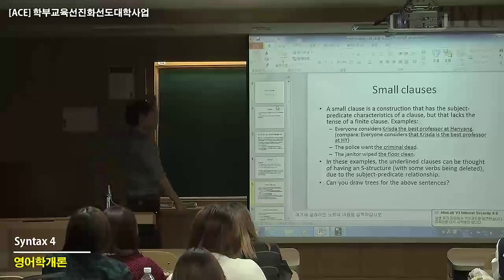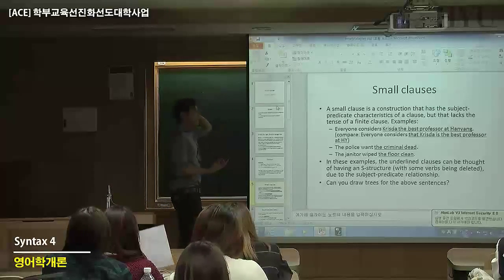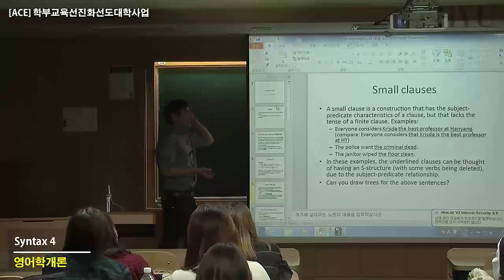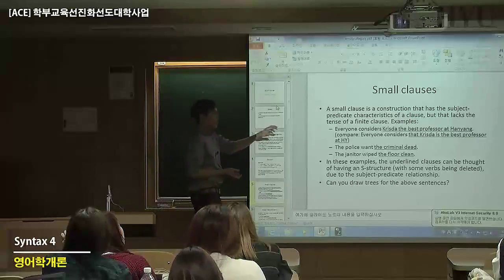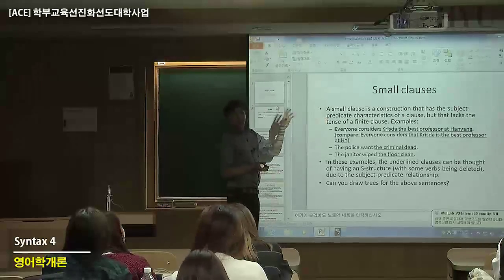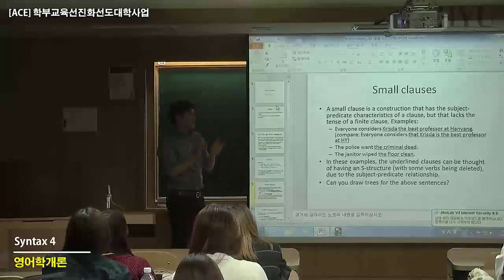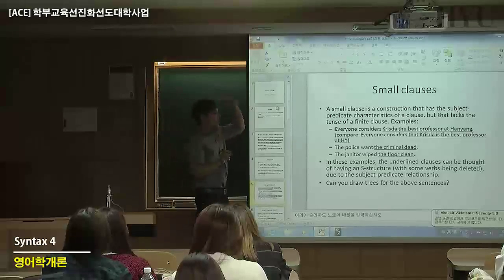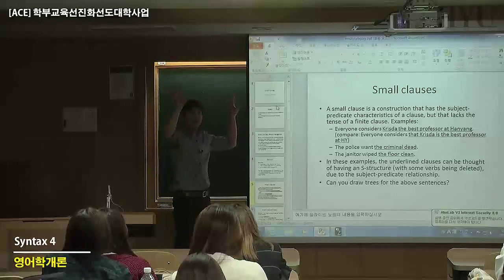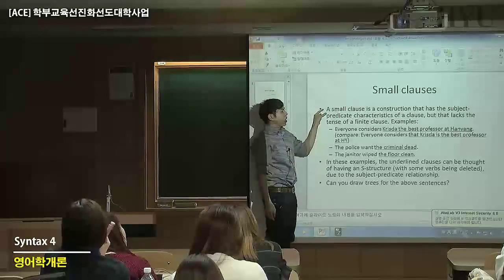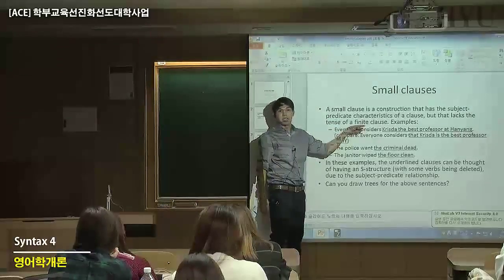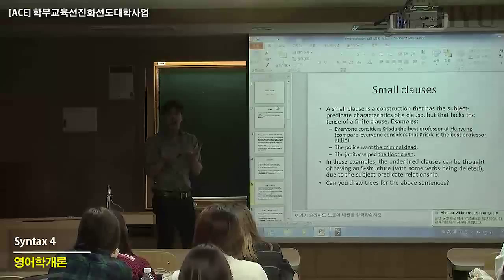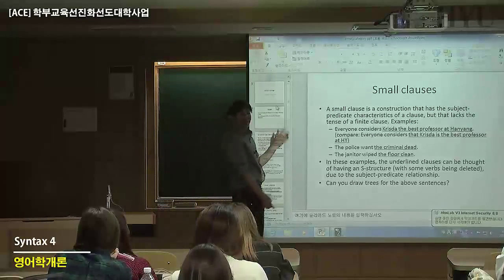Now, this is another idea of emptiness. So small clauses. A small clause is a construction that has the subject predicate characteristics of a clause, meaning that a small clause has the same kind of characteristics as the NP and the VP under S. In other words, you have the subject, you have the VP predicate, right? But a small clause lacks the tense of a finite clause. So, in other words, the tense is gone or the verb is gone. Okay? Let me show you some examples.